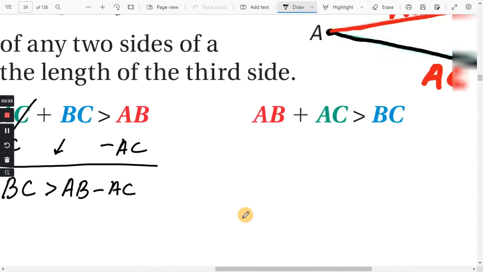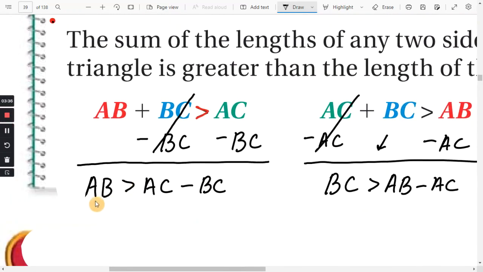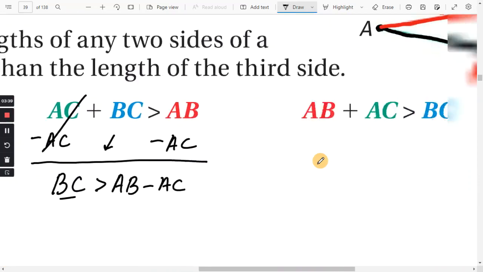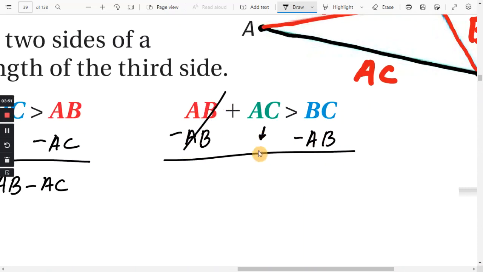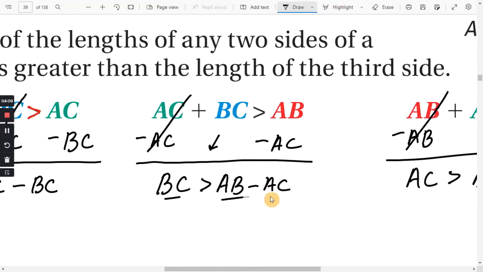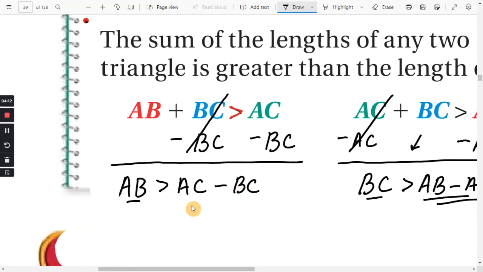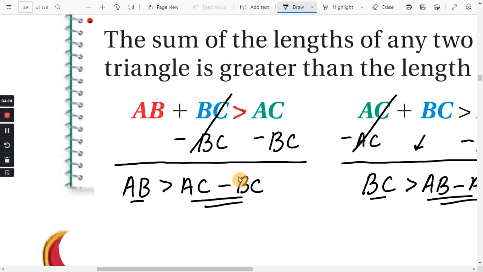Okay, and finally, we did one for AB, we did one for BC, and now we're going to do it for AC. So I'm going to subtract AB from both sides. AB minus AB cancels. Bring down AC, and that's going to be greater than BC minus AB. Okay, so notice when you subtract the two sides, it's always less than the third side. Right here I subtracted two sides, it's less than the third side. Right here I subtracted two sides, it's less than the third side.